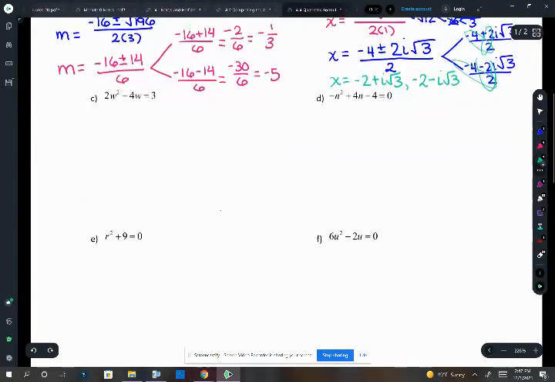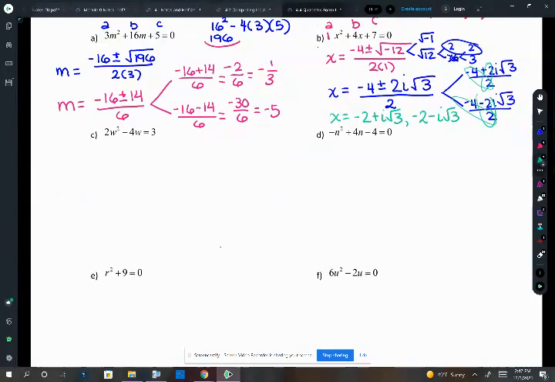All right, so let's look at one more. Let's look at C real quick. So my first step, again, is we need it to be set equal to 0. So we've got 2w squared minus 4w minus 3 equals 0. Remember, we want to make sure that it's equal to 0, so I need to subtract the 3 over, which I guess I probably should have shown. So I rewrite it, and then I've got my pieces. So this is my A, -4 is my B, C is my -3.